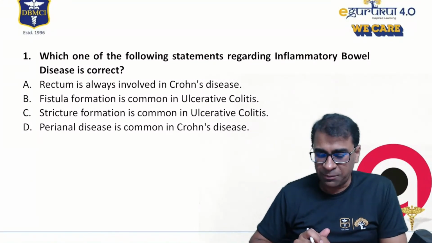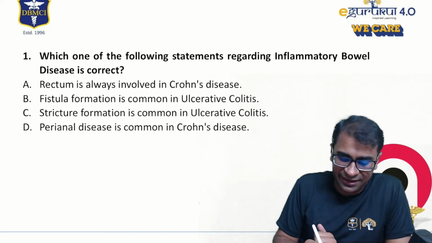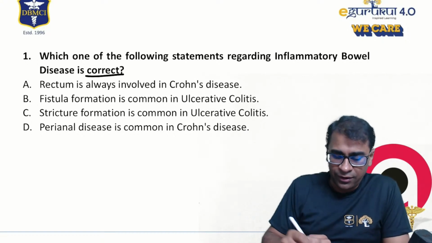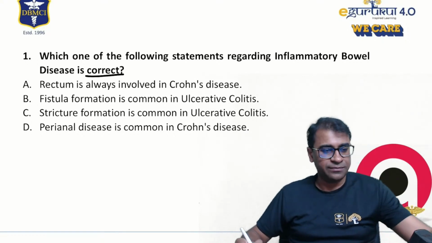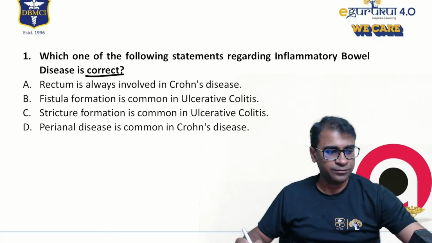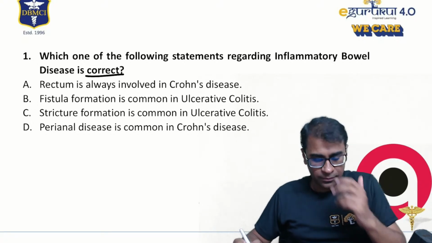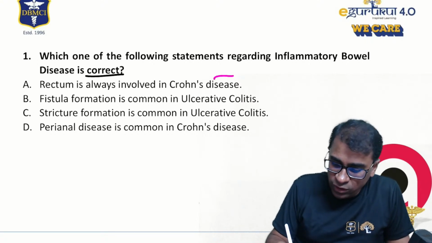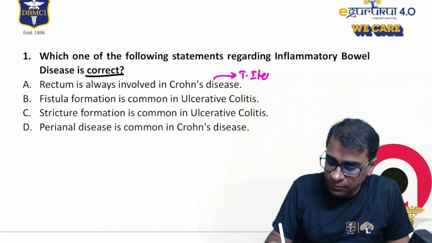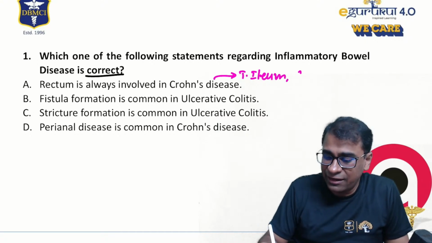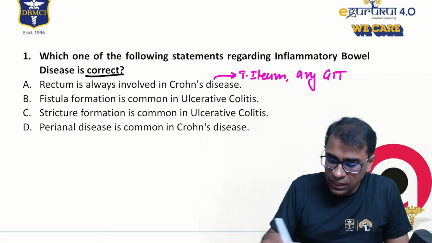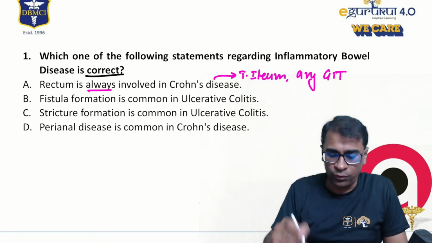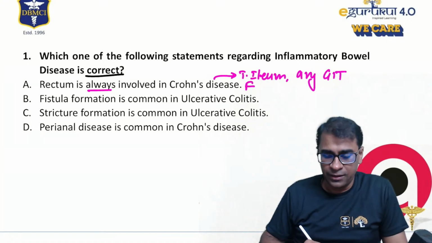The following statement regarding inflammatory bowel disease is correct. Tell me, what is the answer here? Rectum is always involved in Crohn's disease. No. Look, what is the main site of Crohn's? Terminal ileum. Even though Crohn's can involve any part of the GIT, it is not always involved. The first is a false statement. Okay?